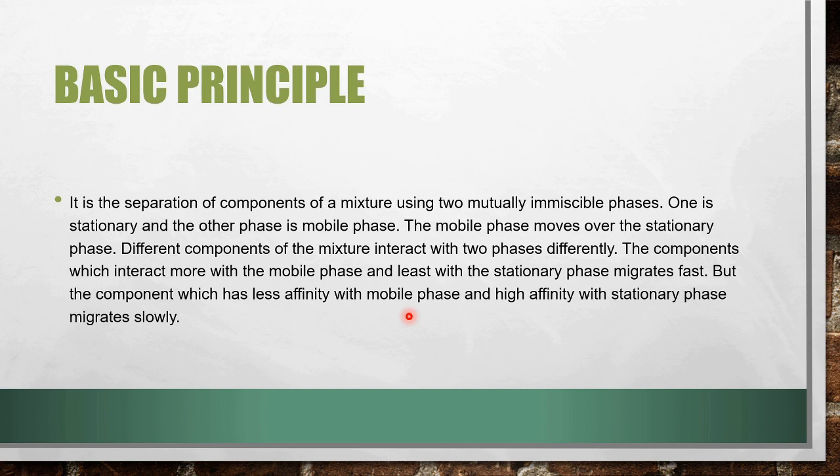That is, the higher the solubility of the substance in the mobile phase, the greater will be the rate of movement. And the substances having greater affinity for the stationary phase resist moving and stay behind or separate very slowly. That is, the component which has less affinity with the mobile phase but high affinity towards the stationary phase migrates very slowly in the system.